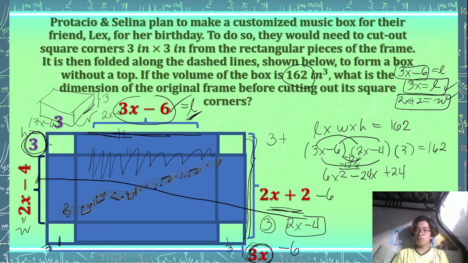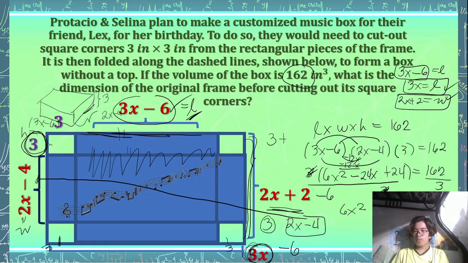Okay, so we have to multiply that by 3. That's going to give us 162. So all of that multiplied by 3. Or a much simpler method, we can divide both sides by 3. That's a much simpler method, guys, because once we divide this by 3, this cancels out.